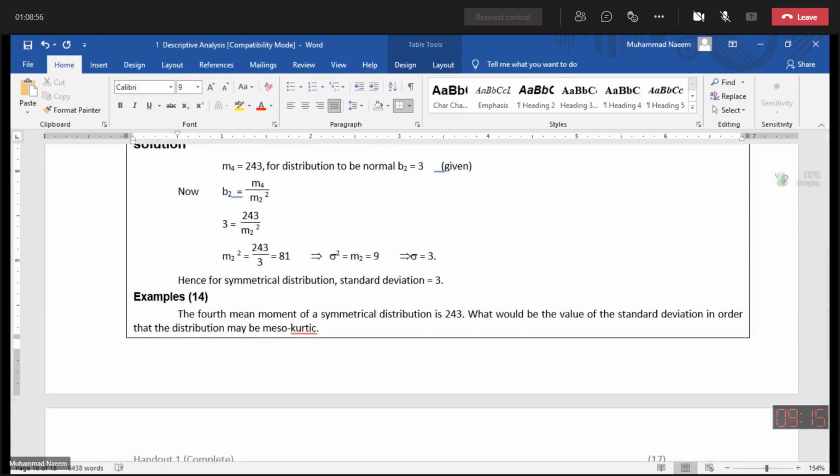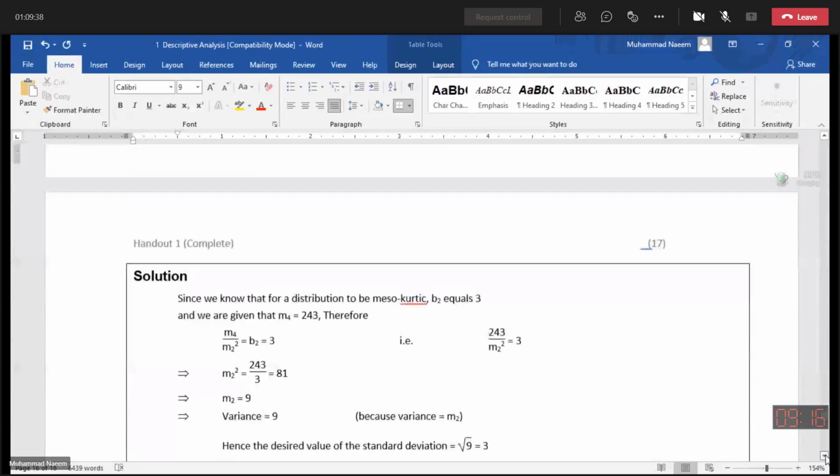By taking the positive square root of this value, we get the standard deviation. Hence, for a symmetrical distribution, standard deviation must be equal to 3 for the distribution to be normal. Already it is symmetrical, but for normality, the standard deviation must be equal to 3. Similarly, try this example also.